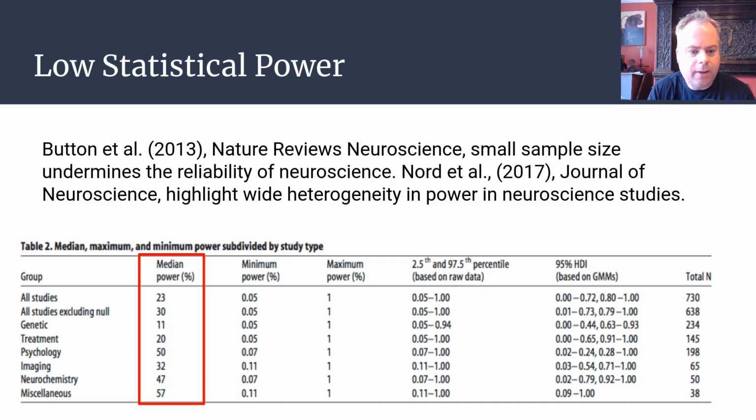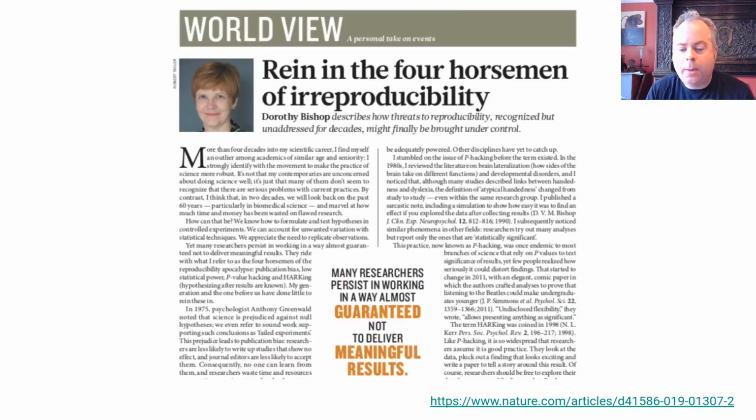Genetics, that's a bit scary, just 11% median power. So for a study with 11% power, run that study, even though the effect is there to be found, only 11% of the time will it actually be found. And this is a huge waste of time and money, running studies that are unlikely to find the effect even though it's present.